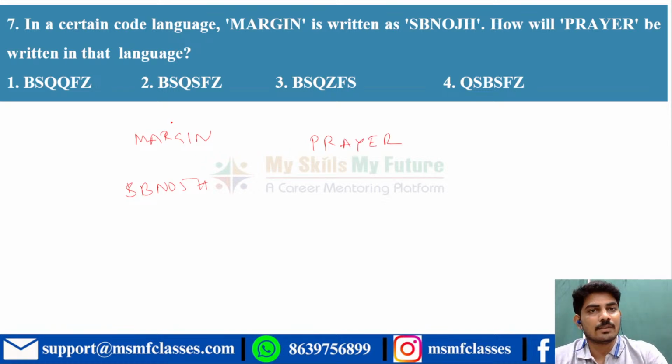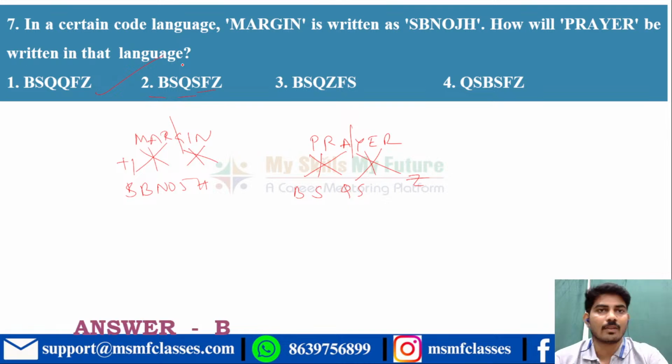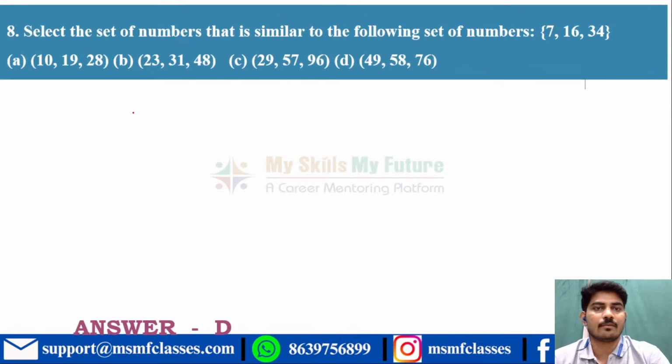I'm dividing this word into two equal halves and returning it in star pattern by adding plus one here. So A plus one will be B, and P plus one will be Q, and R plus one will be S. Similarly here also Z and R S. So BS QS, and Z at the end. Z was present, so which is present in option D. Let us move to the next question.